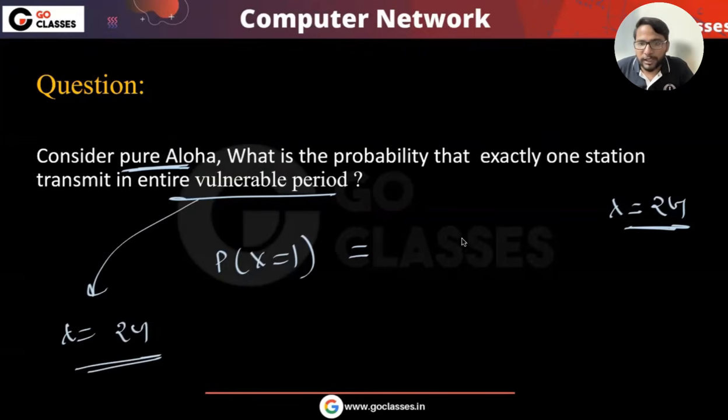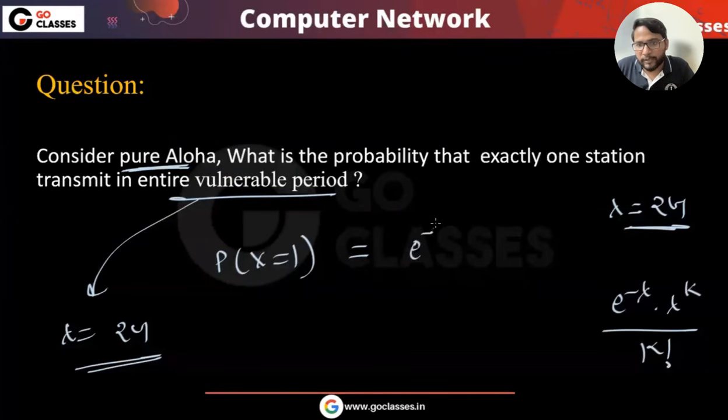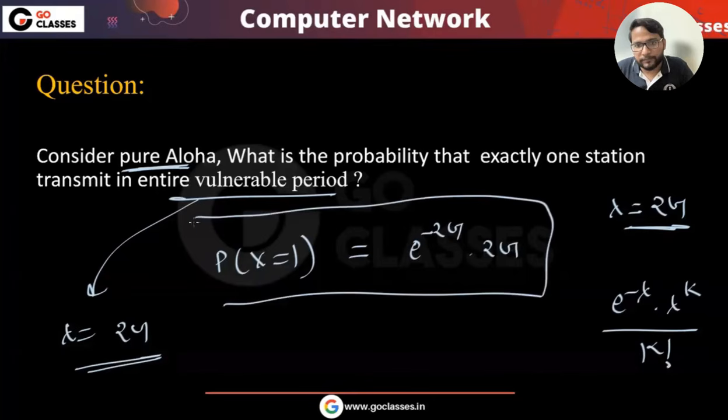So it means e power minus lambda into lambda power k upon k factorial. So x equal to 1 means e power minus 2G into 2G, right? This is the probability of x being 1, which is the throughput in the entire vulnerable time. And throughput per transmission time will be this much. You need to cross these two.